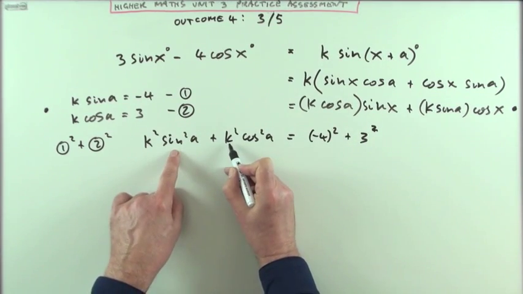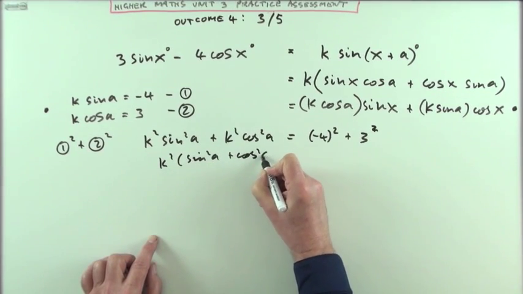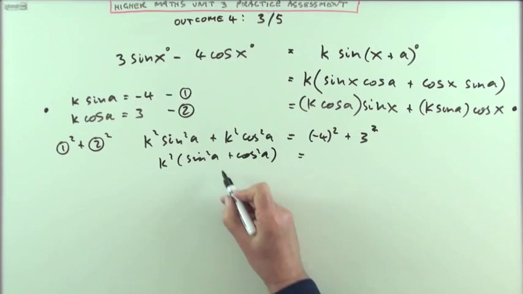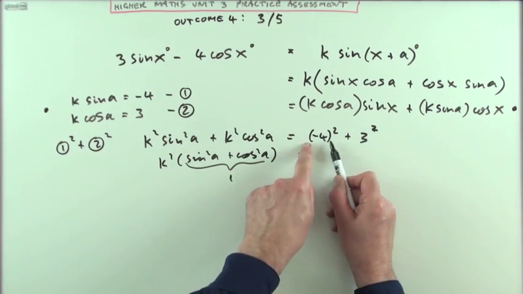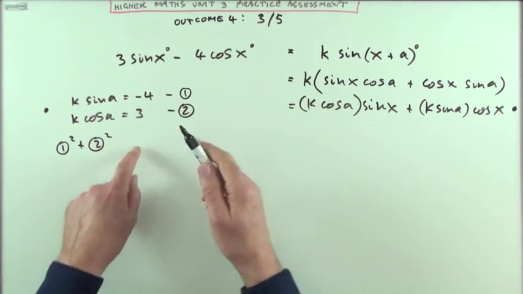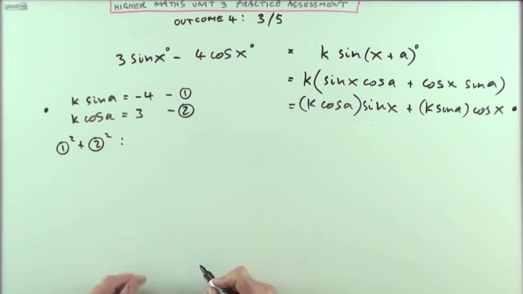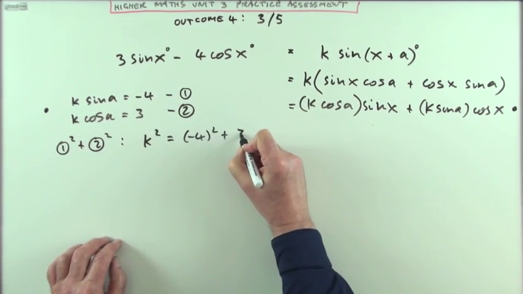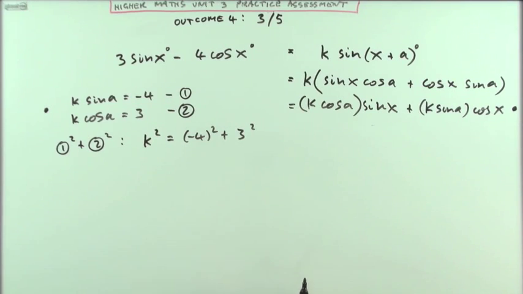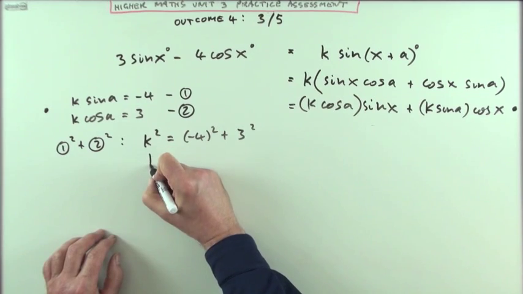Now there's a common factor of k squared here. K squared times sine squared A plus cos squared A would equal that side, and of course sine squared plus cos squared equals 1, which is why you usually jump straight in with just k squared equals those 2 numbers squared and added. So I'll just do that here. I like to put down this justification of where it actually comes from. If you square and add the equations, you'll have k squared equals negative 4 squared plus 3 squared. Or you may recognise that straight away as, in this case, a 3, 4, 5 triangle. K is 5.